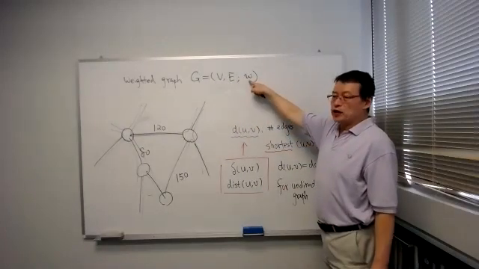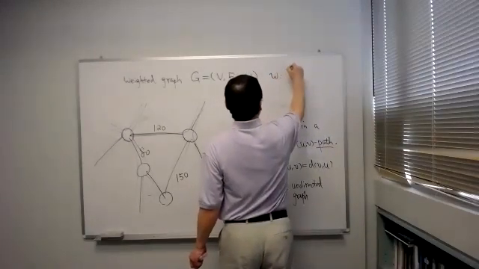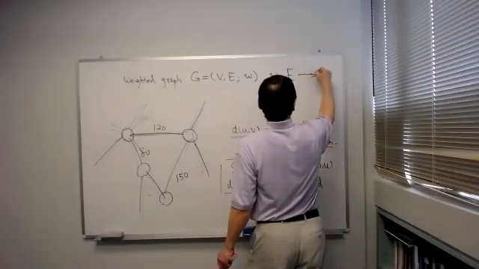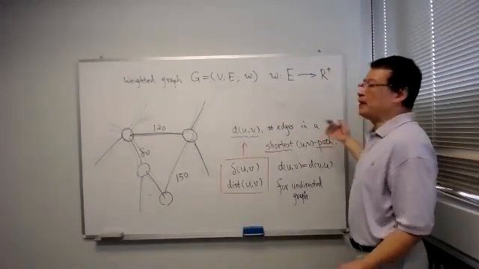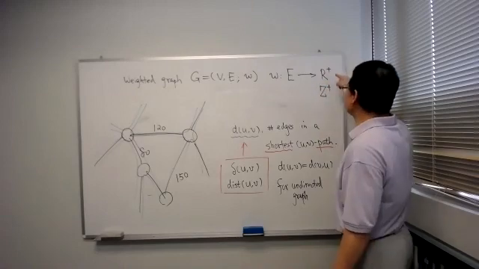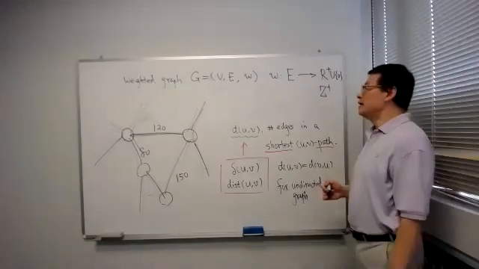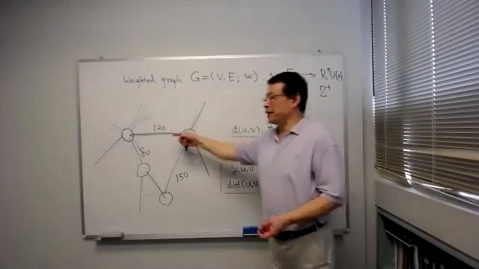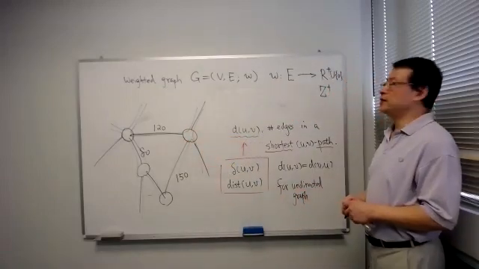Where this one is a weighting function that gives edges a weight, maybe real numbers or positive real numbers. It depends on the situation, integers or real numbers. Sometimes it allows zero, sometimes it does not. So it really depends on the situation. But the point is each edge will get a number associated with it. So that's called a weighted graph.